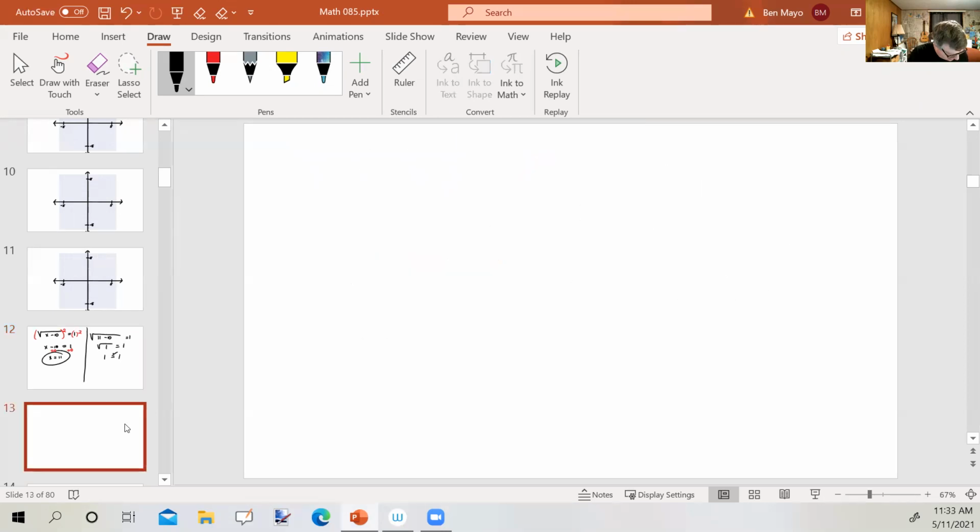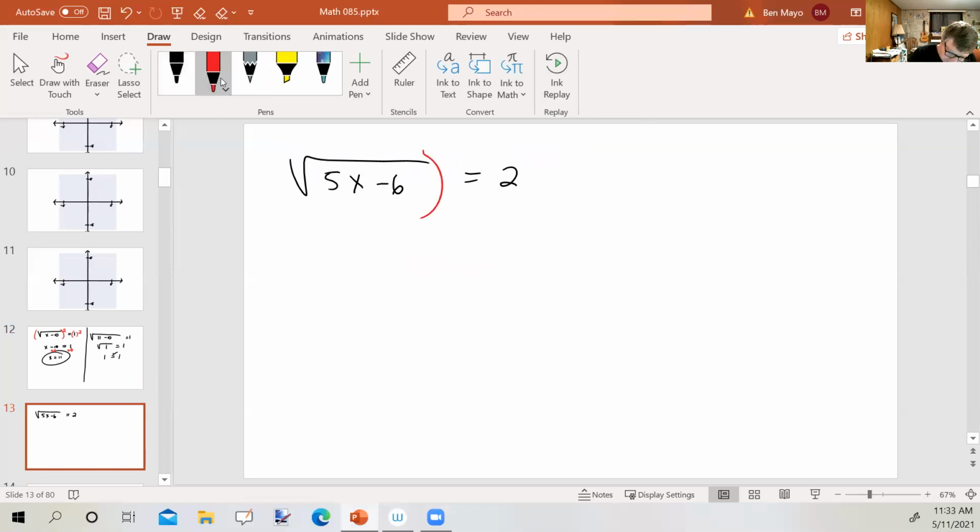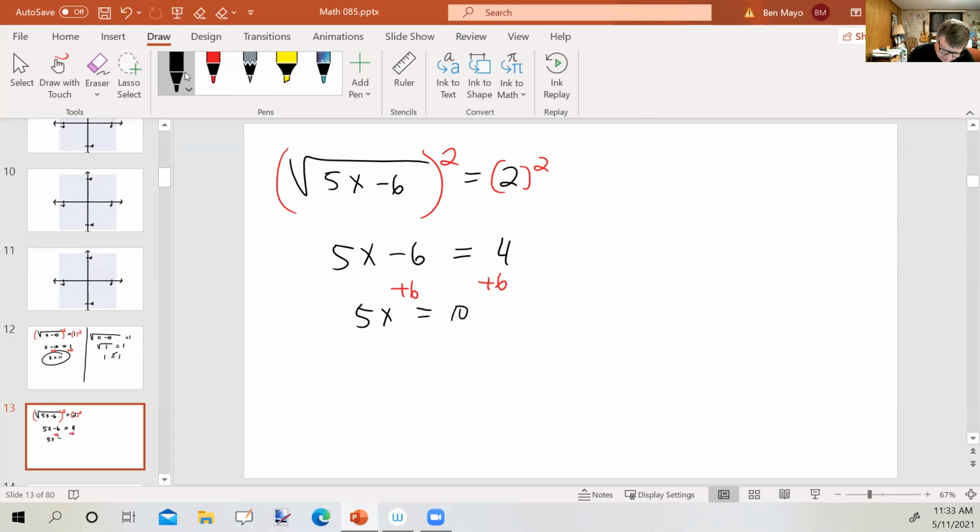Let's take a look at another example. The square root of the quantity 5x minus 6 equals 2. Once again, we have a radical term, and it is isolated. So now we will square both sides of the equation. On the left side, we get 5x minus 6. On the right side, we get 4. Going on and solving the equation for x, we'll add 6 to both sides of the equation. 5x equals 10. Divide both sides of the equation by 5, x equals 2.